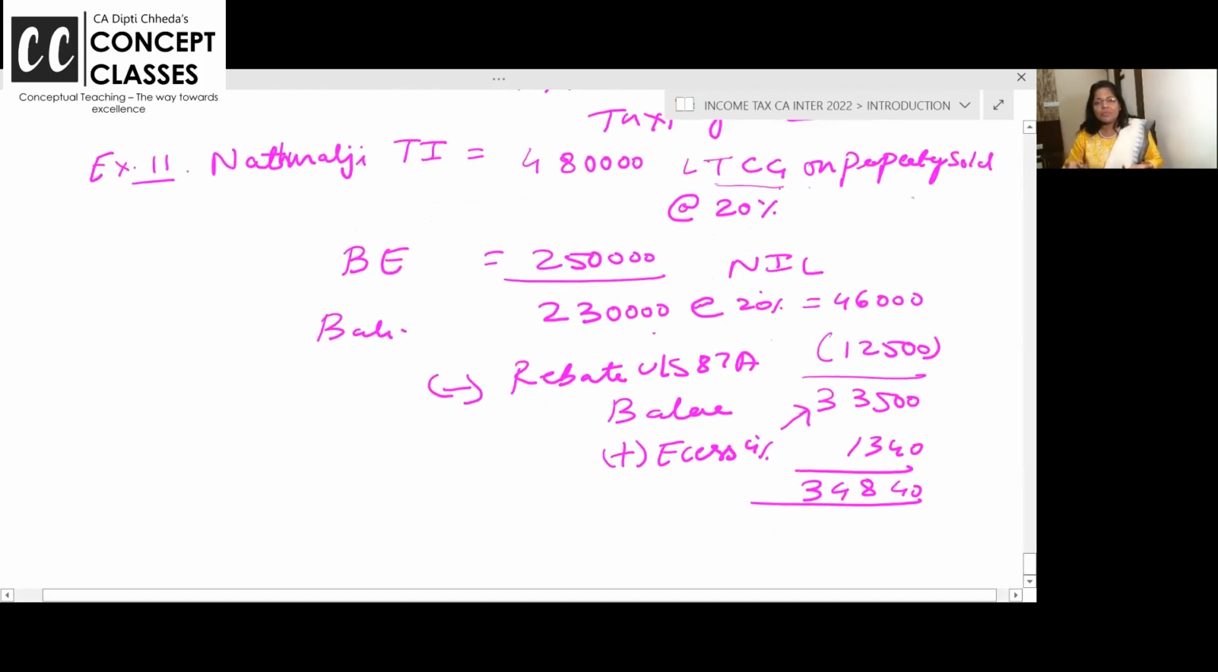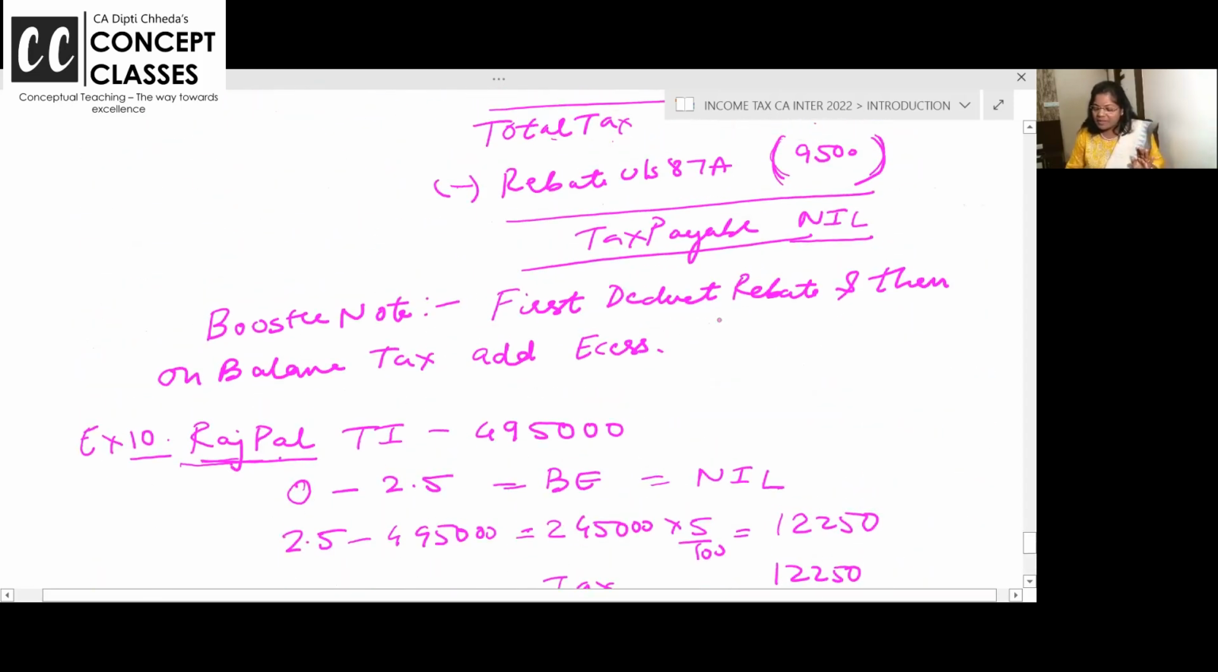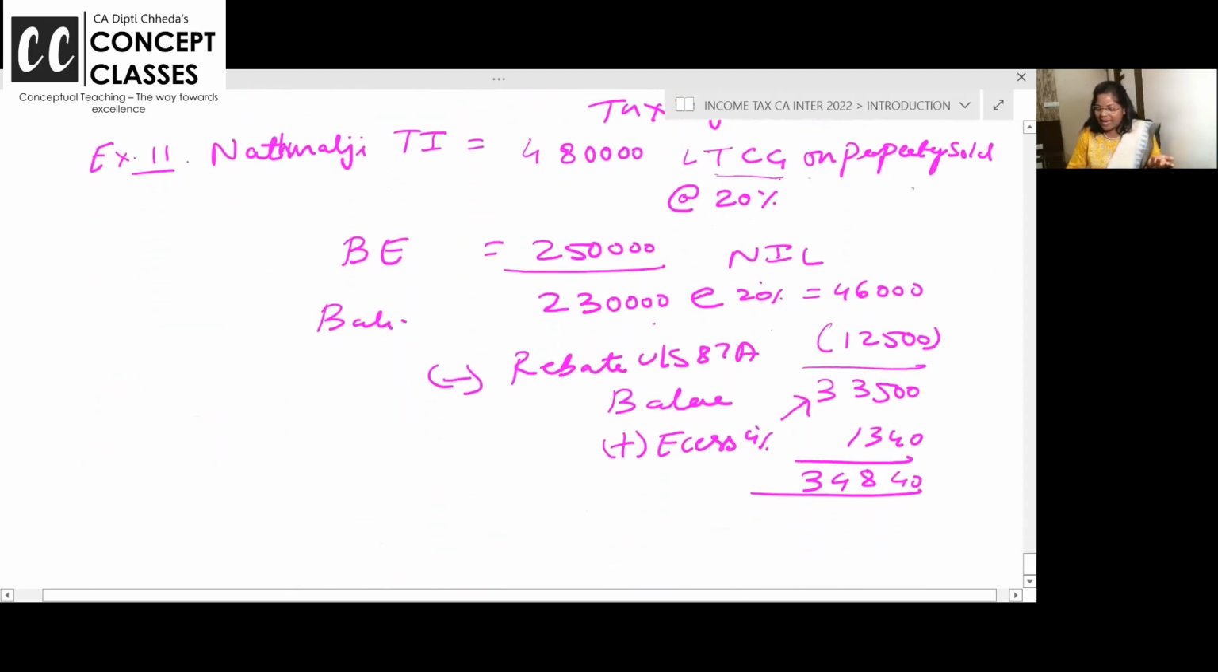But the basic exemption will be given. It's not flat 20%, it's slab 20%. So up to 2,50,000 nil. Balance 2,30,000 is taxable at 20%, 46,000. Shall I give rebate? Yes. Why? Because he's a resident and the total income is less than 5 lakh. So 12,500 I gave as rebate, and on the balance add ESES. Now have we justified this punchline? First deduct the rebate and then on the balance tax add ESES.